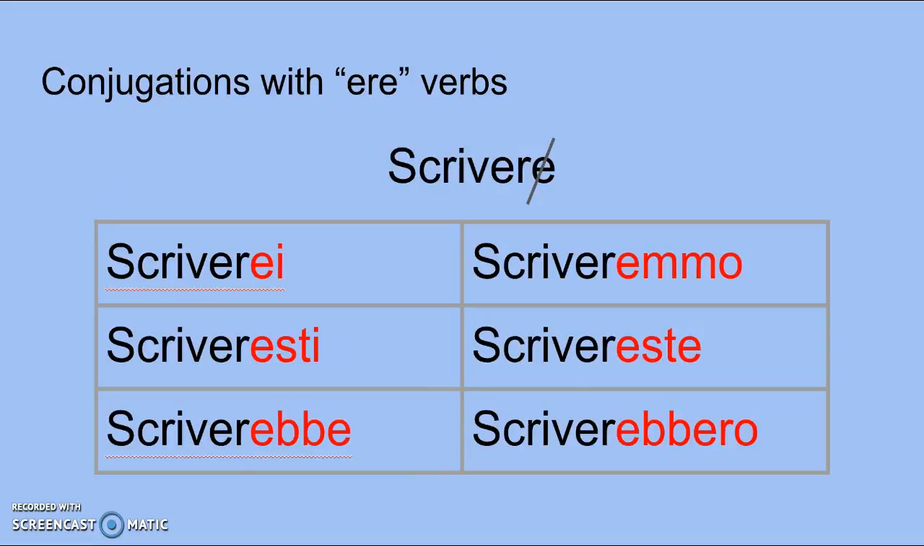For ERE verbs, you keep the first E, but cross off the second E and replace it with the same endings. Like io scriverei, tu scriveresti, lui lei scriverebbe, noi scriveremo, voi scrivereste, and loro scriverebbero.